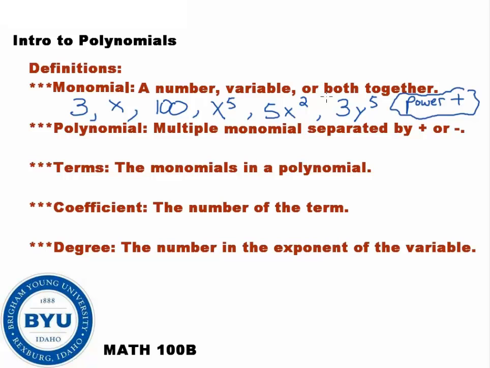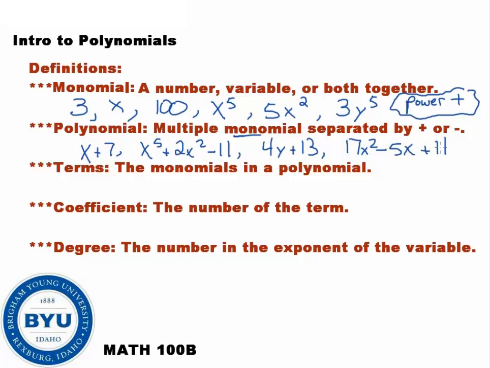So a polynomial then, poly meaning multiple, is just when we put more monomials together. So for example, x plus 7. Whenever we have two or more monomials put together with either a plus or a minus sign, that becomes a polynomial. We could have x to the 5th plus 2x squared minus 11. That is a polynomial. Or 4y plus 13, or 17x squared minus 5x plus 11. These are all polynomials.